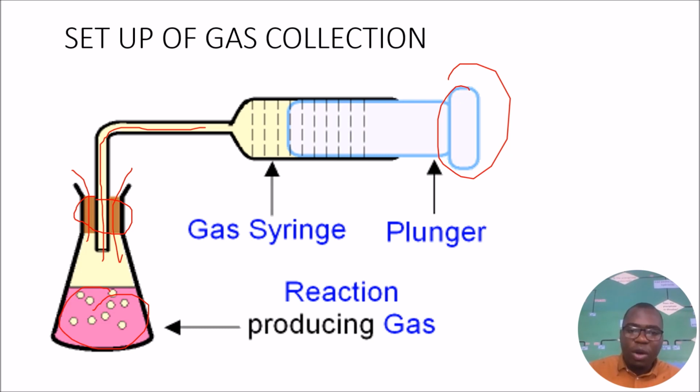Now the syringe is going to be pushed by the pressure. As it moves, there are readings on the side here. If the gas moves as much as here, it means that is how much gas has been produced from here. If it reaches there, then that is how much gas has been produced, because the gas has got nowhere else to go other than coming through.